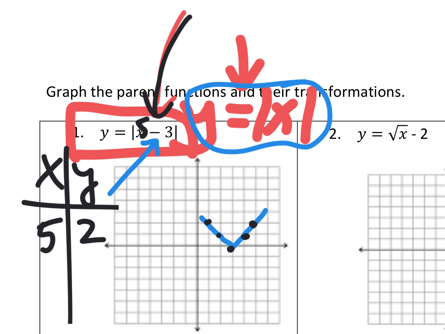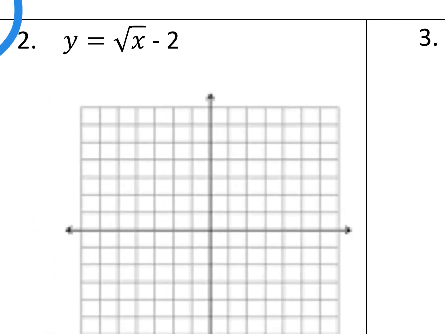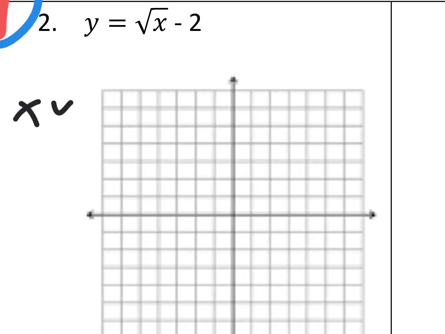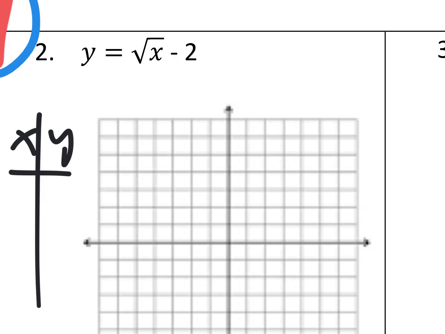Okay. Would you please try this one with an XY chart? I doubt many people are going to go, oh, it's a square root graph that I have memorized, and it's moved down 2. That is true, but I think you're going to need to find points. I'll walk you through one of them. I'm going to pick one of the weird ones that usually people forget about.